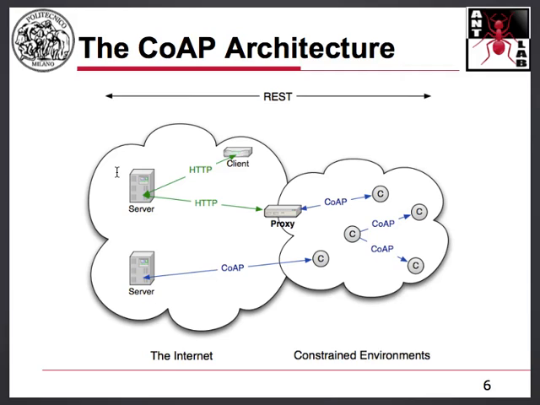Clear? So, one functional distinction between the proxy you see here and the proxy you have seen in the previous slide, in the classical HTTP architecture, is that this proxy here performs protocol translation, which means that it takes CoAP from this side and translates it into HTTP and vice versa. The proxy we have seen in the previous slide was a plain HTTP proxy, which was just behaving as an intermediary between two HTTP entities. Okay, clear? Questions?